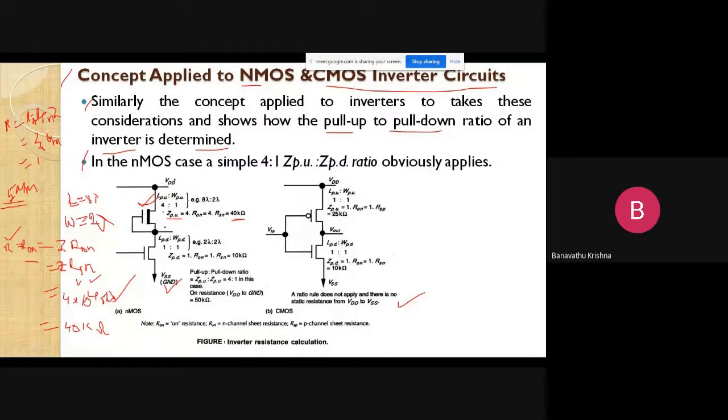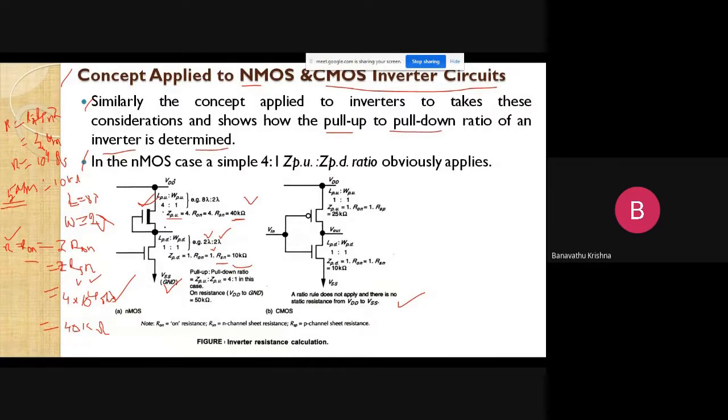Why? Because L equals W. Here L is 2 lambda and width is 2 lambda, so Z is 1, into RSN. RSN, the sheet resistance for N channel, is 10 to the power of 4 ohms. So this is the R for the pull down transistor, and finally it can be simplified as 10 kilo ohms. So this is the transistor resistance for the pull down transistor.